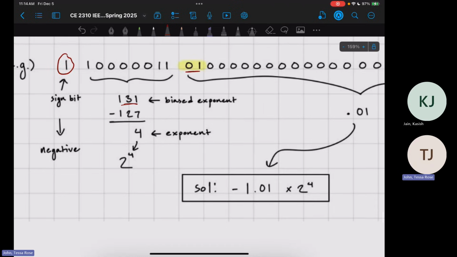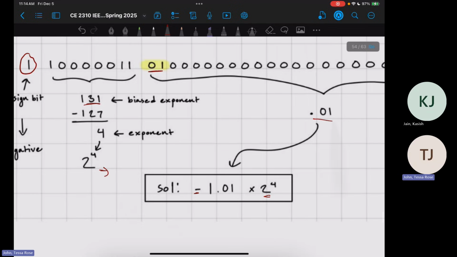So this is what your final answer would look like. You have a negative from the sign bit, you have 2 to the power 4 from here, and then you have your 0.01 from here.